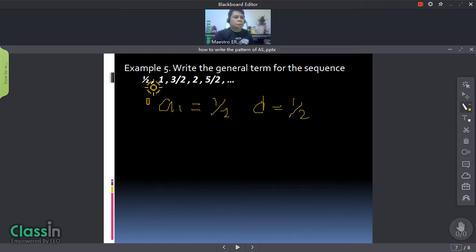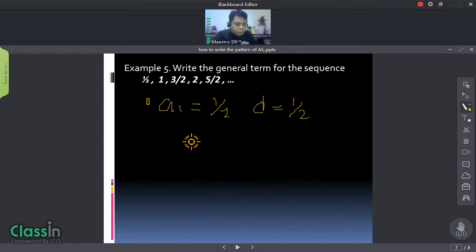Because adding 1/2 to 1/2 is 1. 1 plus 1/2 is 3/2. 3/2 plus 1/2 is 2. Then 2 plus 1/2 is 5 halves or 3 and 1 half.